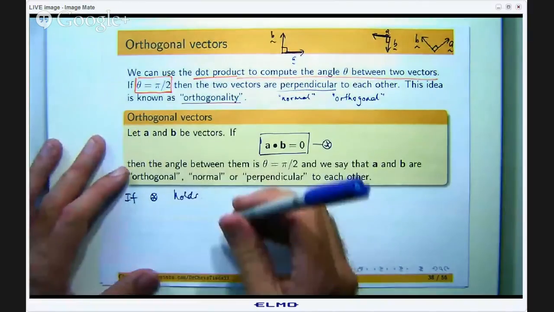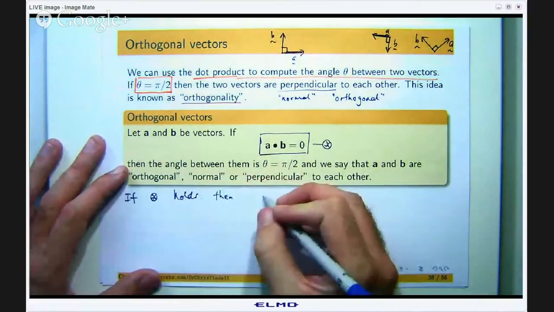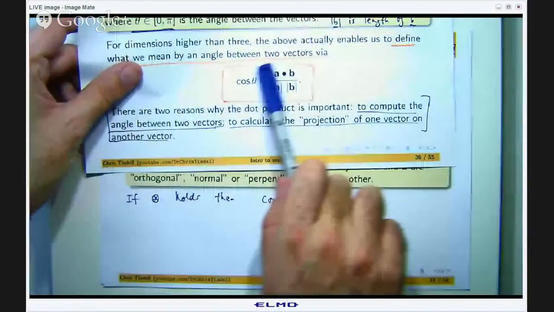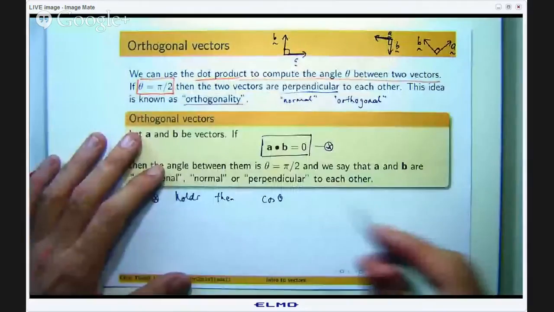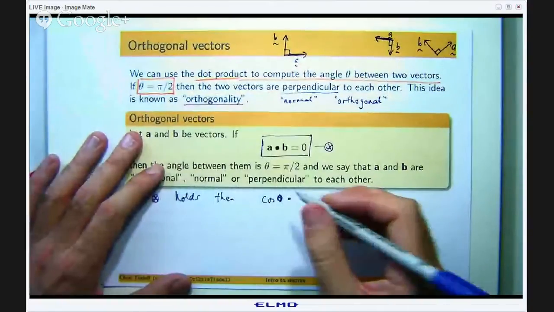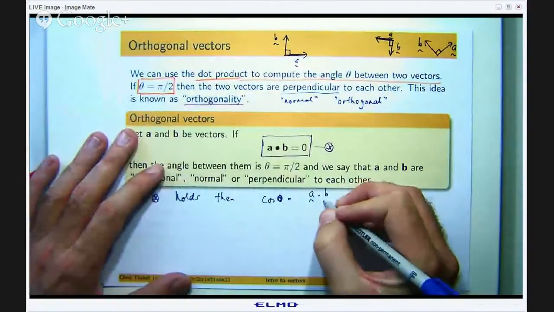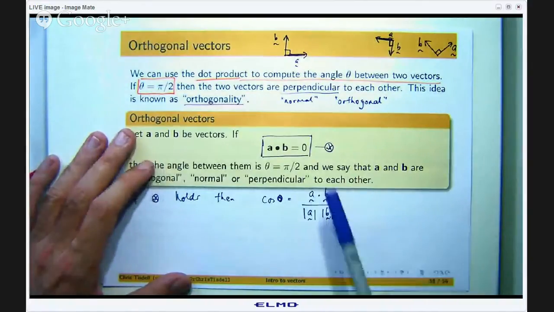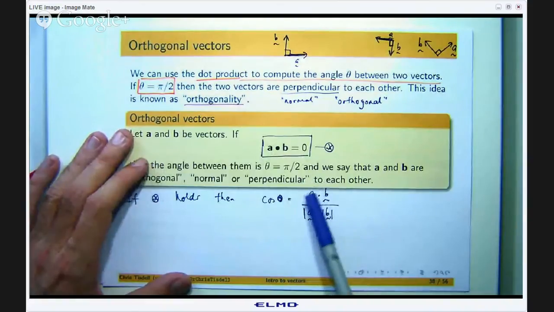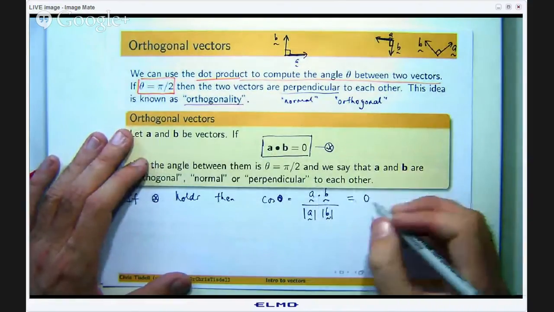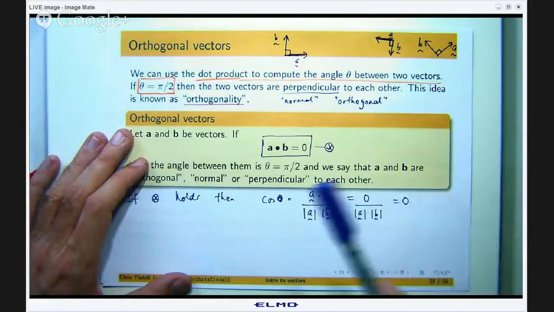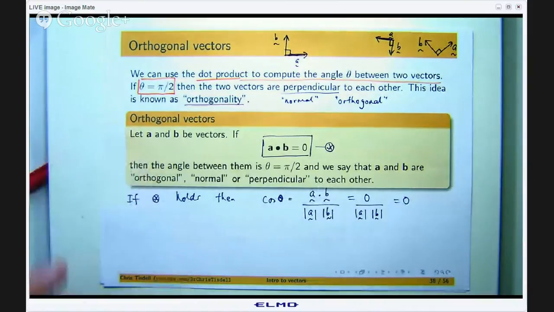Let's say the dot product is 0. Then, from this relationship here, we know that the cosine of the angle between the two vectors is just the dot product divided by the product of the lengths. Okay, well, if that's 0, then this numerator is 0. So this is just 0. Okay, so we know that cosine theta equals 0.